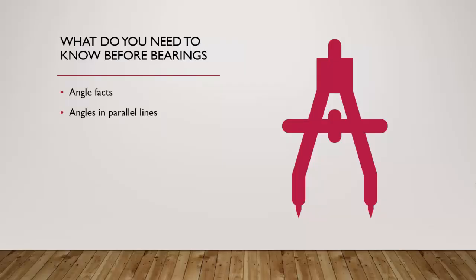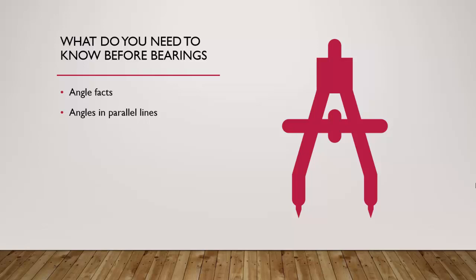Before we go on to learn about bearings, there's a couple of things that you need to understand in detail before we can fully understand bearings. These include angle facts. By angle facts, I mean you need to know that the angles in a straight line add to 180, the angles around a point add to 360, the angles in a triangle add to 180. And then you also need to know the facts about angles in parallel lines. Alternate angles are equal, corresponding angles are equal, vertically opposite angles are equal, and co-interior angles add to 180. Once you understand that, then you can go on to learn about bearings.